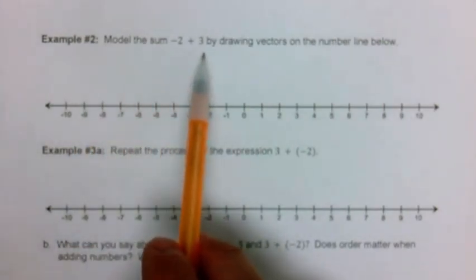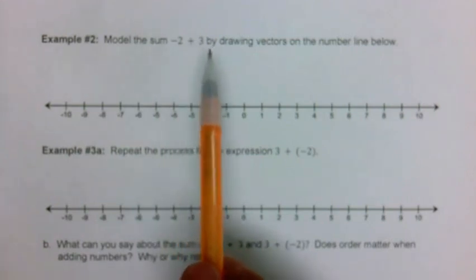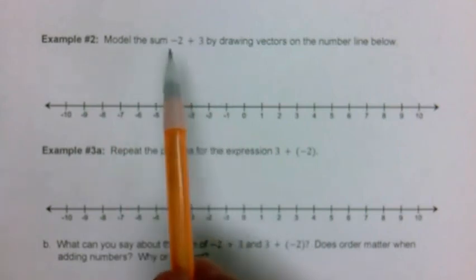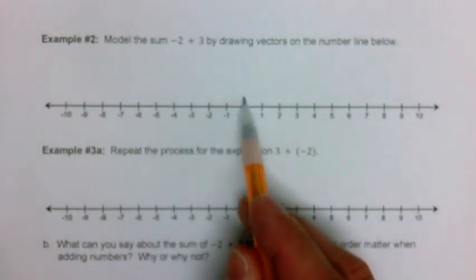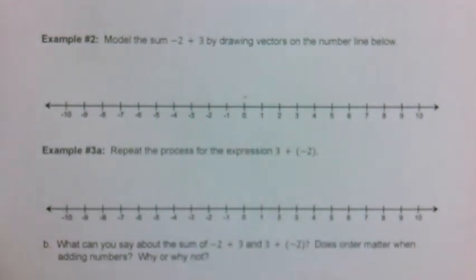In our next problem, we're going to model the sum of negative 2 plus 3 by drawing vectors on this number line. All right, so I'm going to have two different vectors, one for each part of the addition problem. My first number is negative 2. Our first vector is always going to begin at 0, so I'll put the tail of my arrow there on 0.